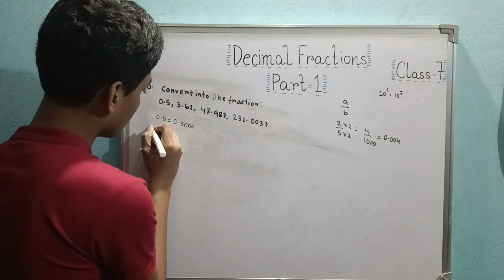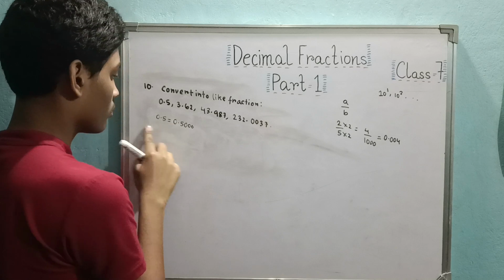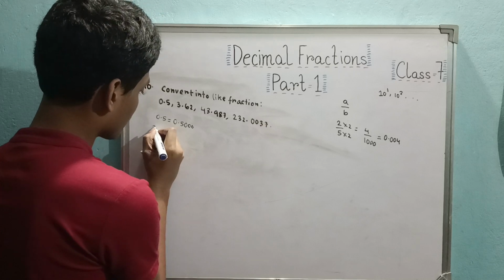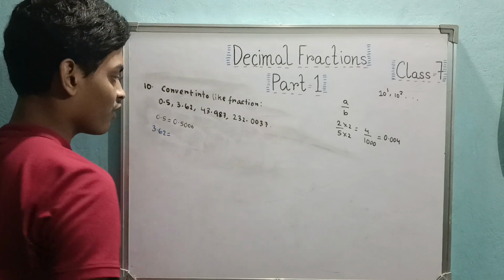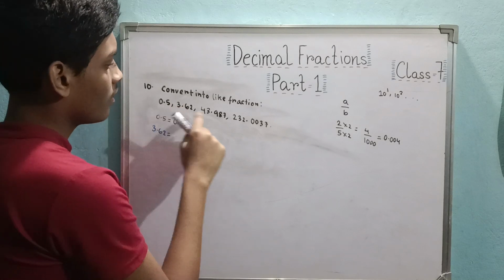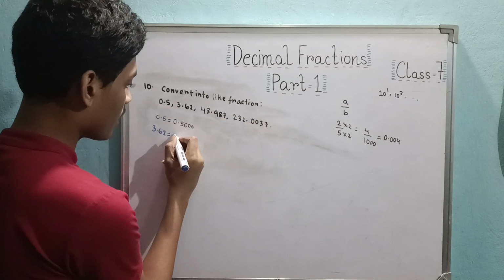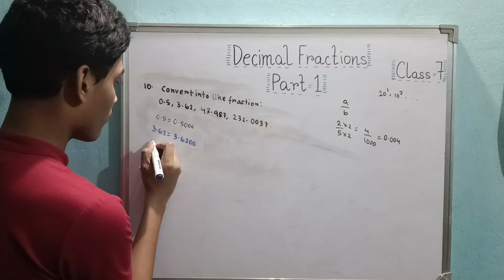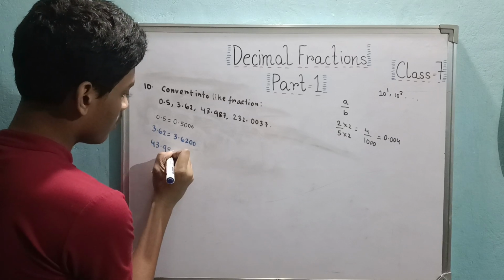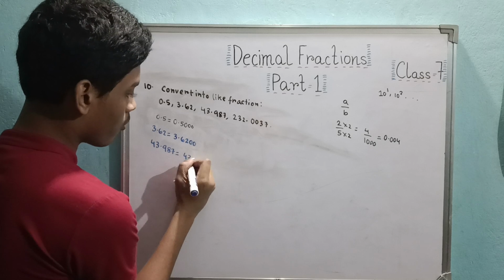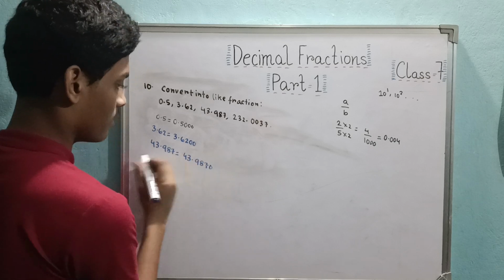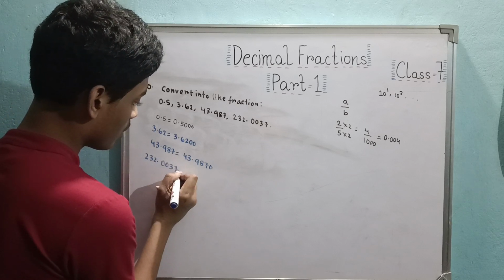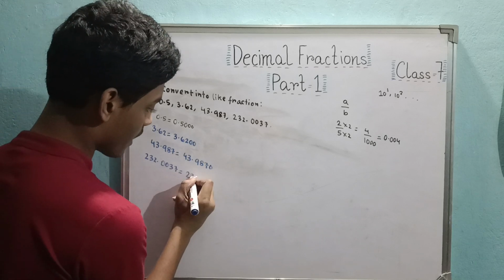Similarly, 3.62. Okay, let me use blue. To make it a like fraction, to make the decimal places the same for each of the numbers, here we again have to make 4 decimal places. So 2 are there, so another 2 zeros. Now 4 is there. For 43.987, 3 decimal places are there, so I have to make it 4. So 987, another 0 I add. And for 232.0037, here it is 4 decimal places, so let it be as it is.